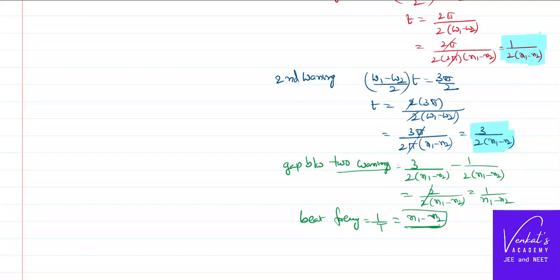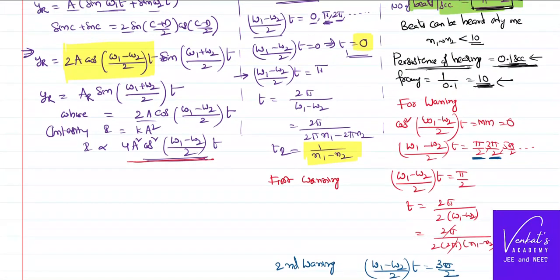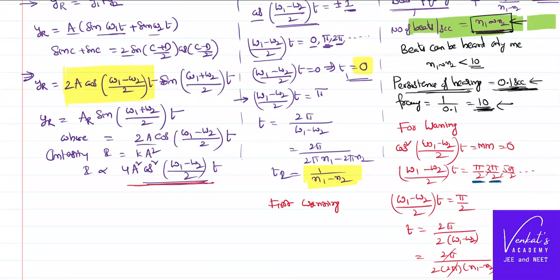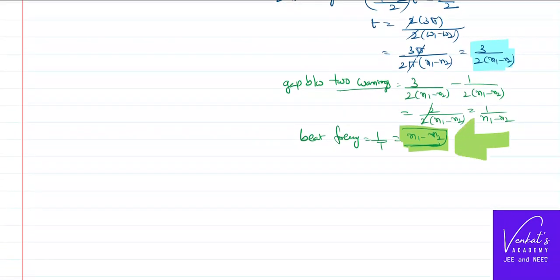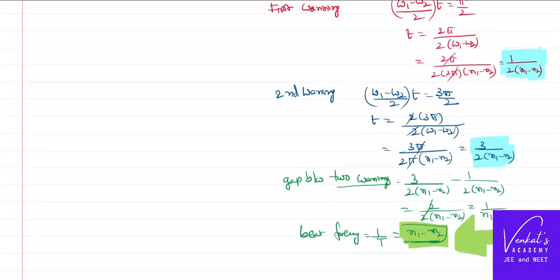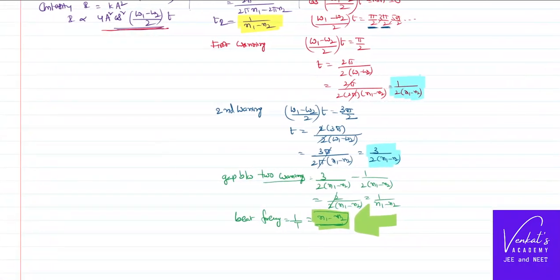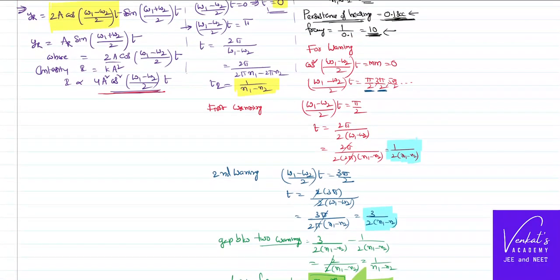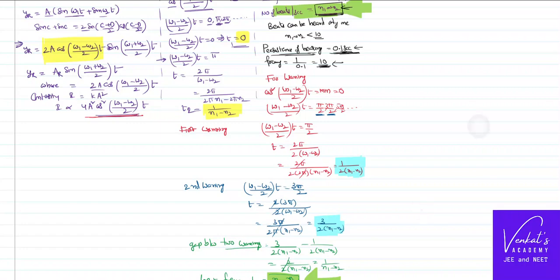So if you notice carefully, in the previous case also we got the beat frequency as n1 minus n2. Here also I got n1 minus n2. So it doesn't make a difference whether you use waxing or waning, or two waxings, or two wanings. Any time you will get the same answer. I just want you to understand that both are the same.